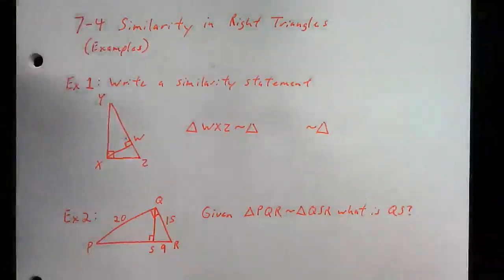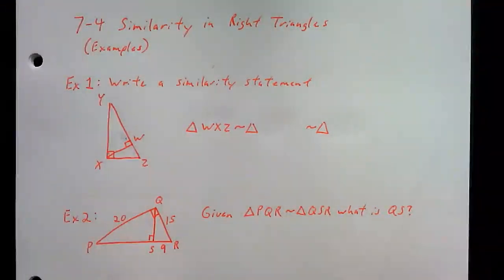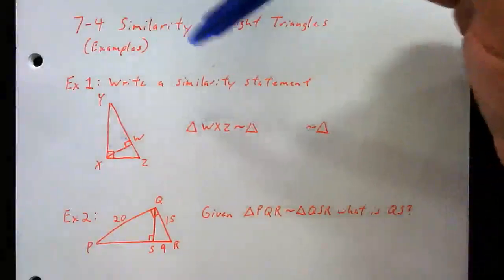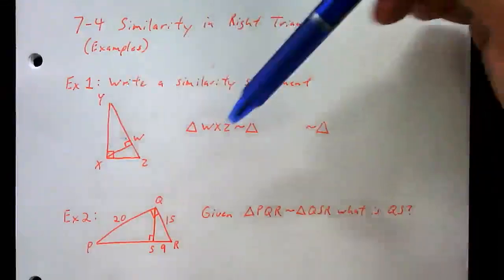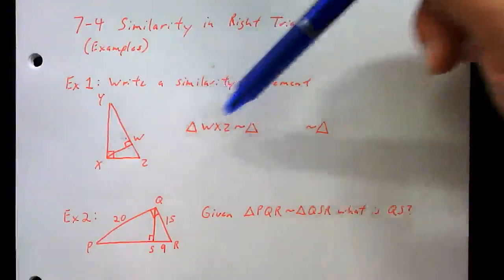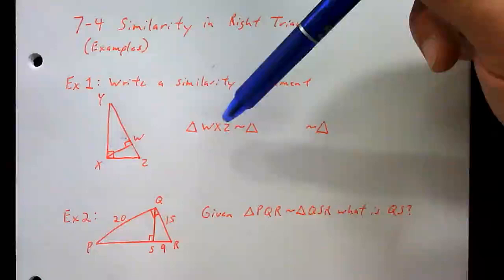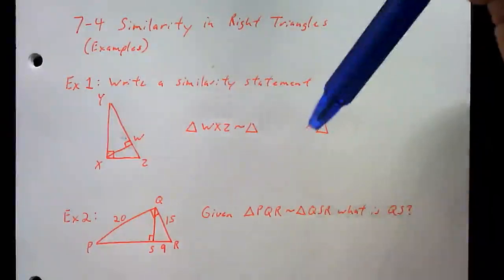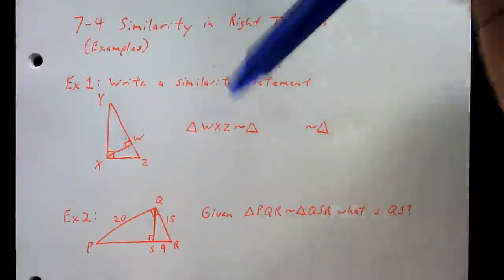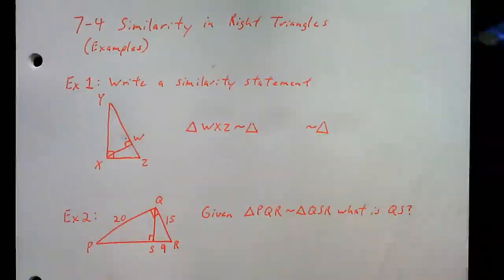Okay, so these are examples for similarity in right triangles using section 7-4. First, write a similarity statement. So you're given a triangle, and we want to start off with a similarity statement. All the other triangles that we use here have to go in that same corresponding order. An easy way to do this is using the dots.